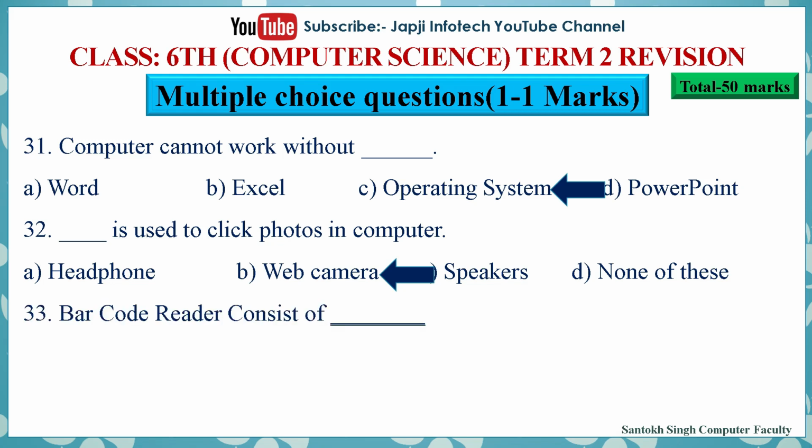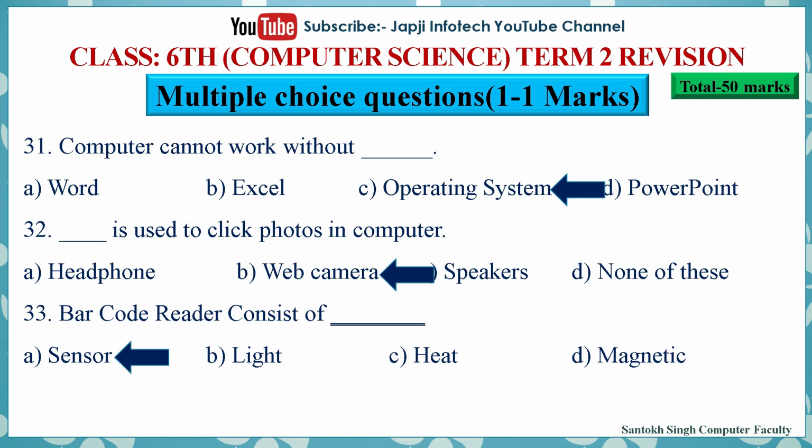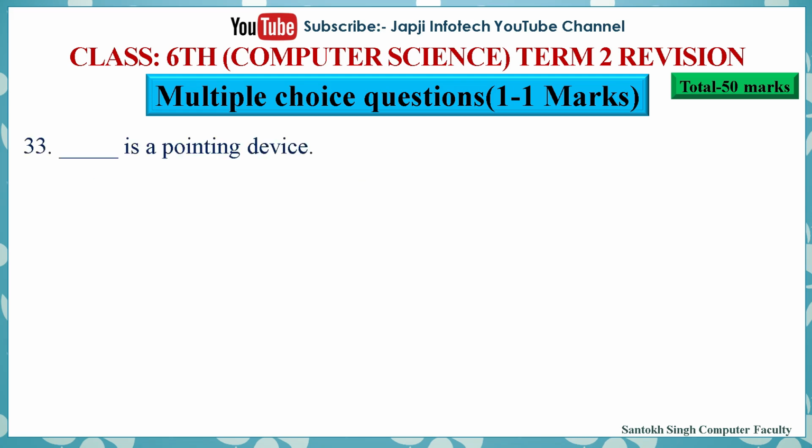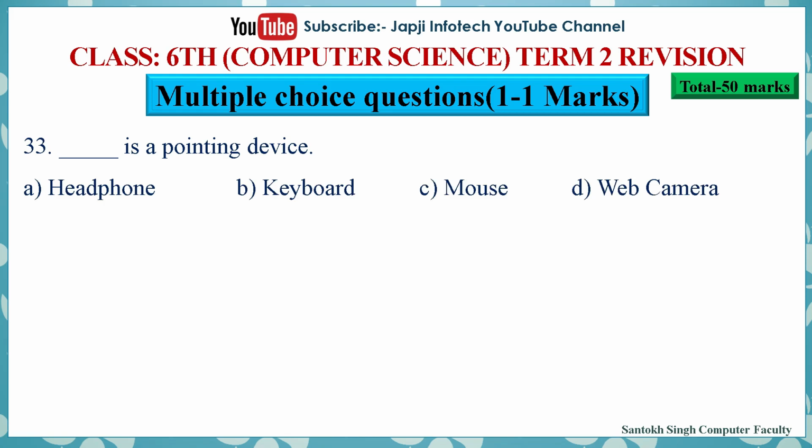And 33rd one is barcode reader consists of dash, and their options are sensor, light, heat, and the last one is magnetic. And the right answer is barcode reader consists of sensor. And 34th one is dash is a pointing device, and their options are headphone, keyboard, mouse, and the last one is web camera. And the right answer is mouse is a pointing device.